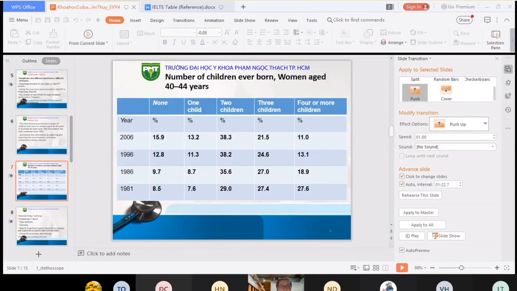Okay, so can I ask a volunteer to unmute yourself and answer my questions, please? Let's analyze this table together. I need a volunteer, please. Who volunteers?